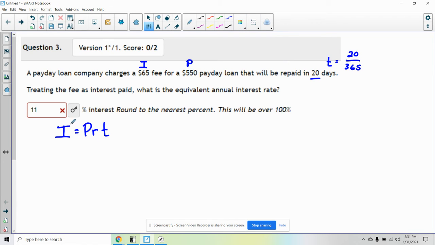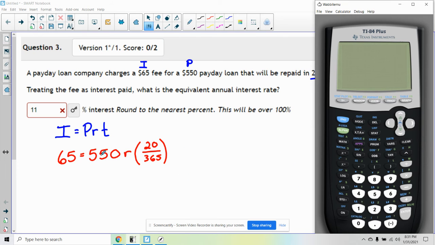So we'll just plug everything in and solve for the interest rate. So we have 65 equals 550 times my interest rate times 20 over 365. It's going to be a number bigger than 100. It's going to be a very, very, very high percentage. Okay, it's a payday loan. They have high percentages, and you're paying $65 interest for borrowing money for 20 days. So expect a high answer.